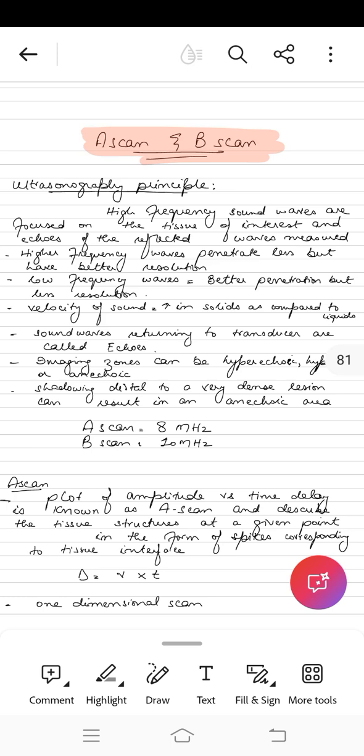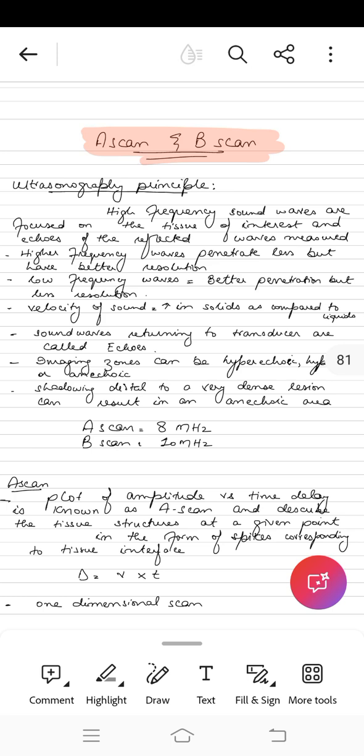Higher frequency waves penetrate less but have better resolution. Low frequency waves have better penetration but less resolution. Velocity of sound increases in solids as molecules are very close to each other as compared to liquids. So the important point is frequency is inversely proportional to penetration.